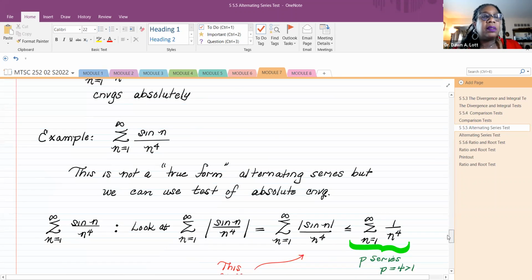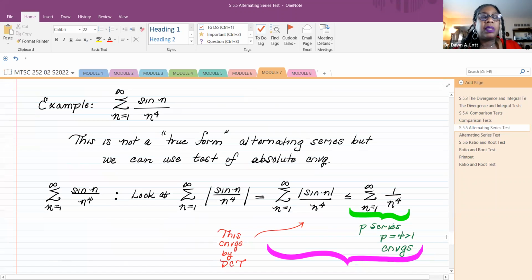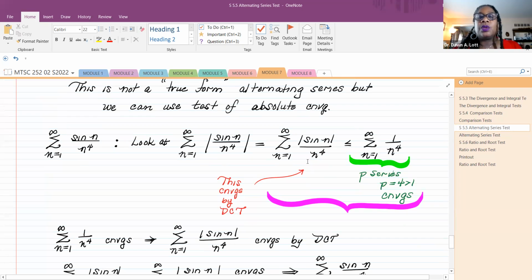Then we did this one, which I threw in there because this one didn't have minus 1 to the n, but it does oscillate back and forth. And so I was able to use the absolute value again and do the test for absolute convergence. I got a P series. It was less than 1 over n to the 4th. So the absolute value terms converged, which meant the original series converged.